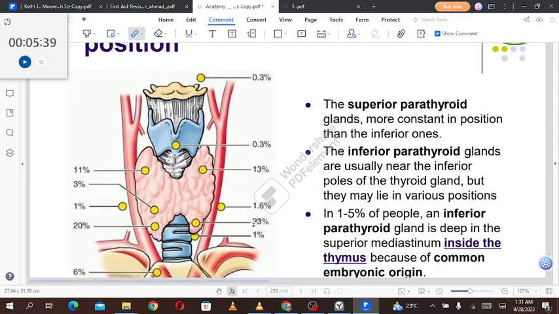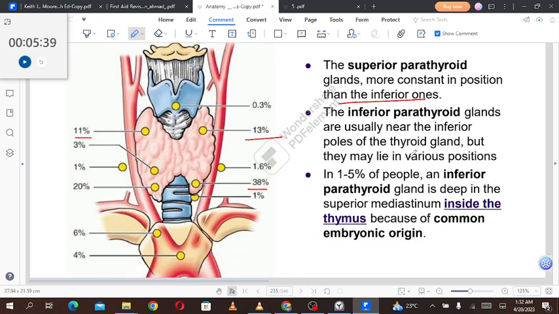The most common position is, I guess, over here. 38% are over there. Superior parathyroid glands are more constant in position than the inferior ones. So superior ones are like 13%, 11%. The superior ones are more constant in position than the inferior ones. Inferior parathyroid glands are usually near the inferior poles of the thyroid gland, but they may lie in various positions.